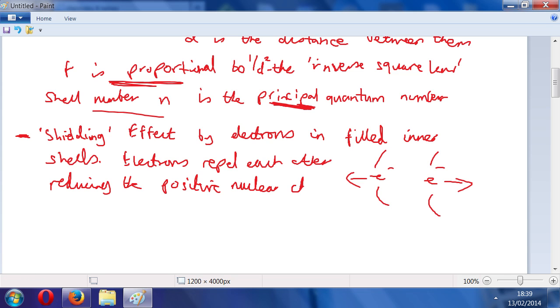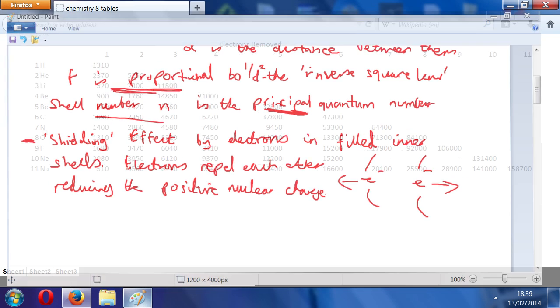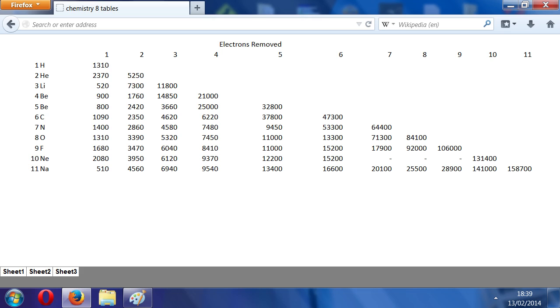So all these factors we have to take into consideration. Yeah, so there's that, and they're the main factors here. Now we have this table, labeled chemistry 8 tables. So what we have to consider here, right? I can't actually write on this, which I probably should change. I may change this at some point, so I can write in it and put it in as a picture in Paint.